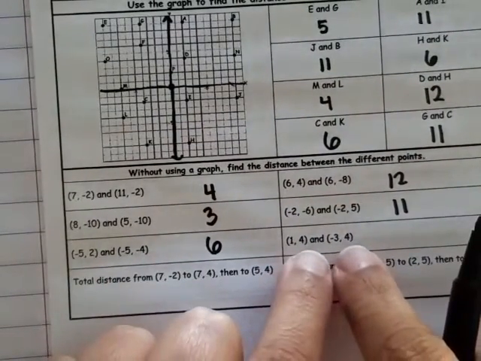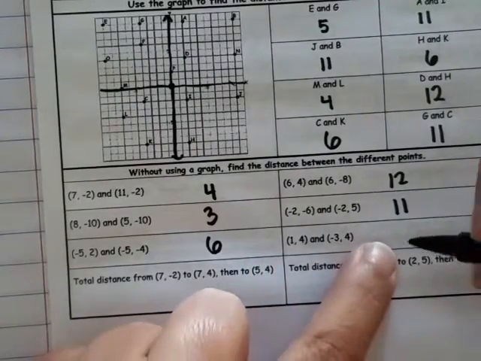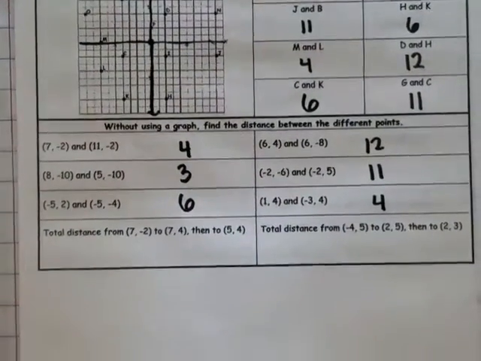Here, my y values are the same, so I'm going to look at my x values. To get from 1 to negative 3, I would have to go down 4, so my distance would be 4. And remember, distance is always positive because it's a vector.